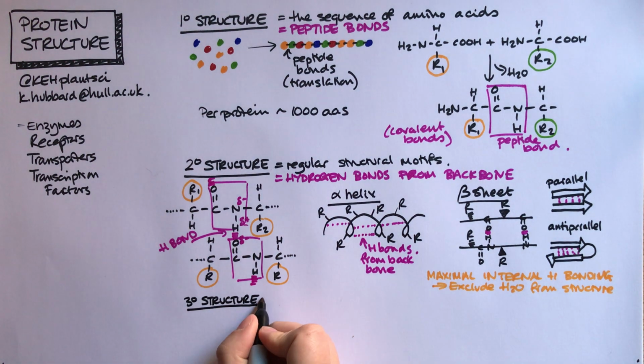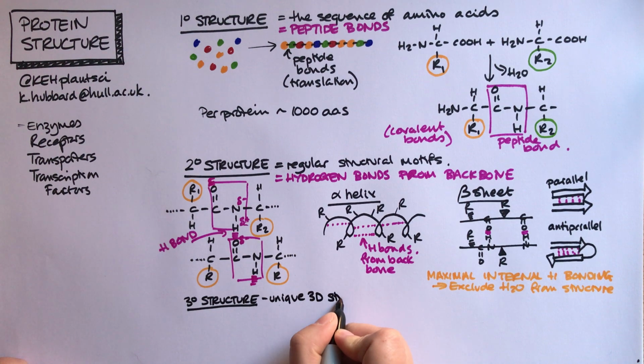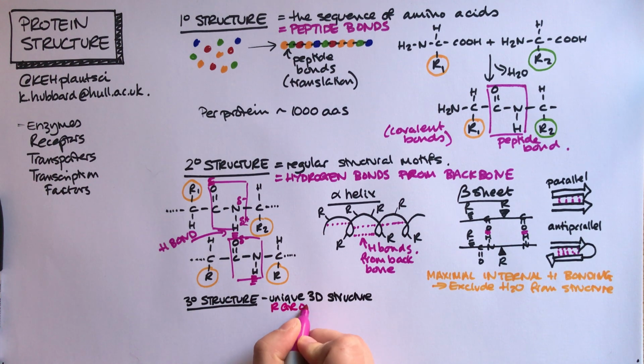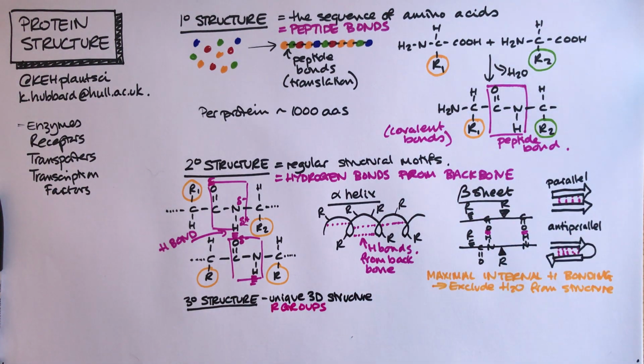So tertiary structure is the unique three-dimensional structure, and that is formed with bonds with the R groups. Notice the R groups haven't done anything up to now. For primary and for secondary, they've just been sitting there sticking out to the side. It's the tertiary structure where the R groups get involved.